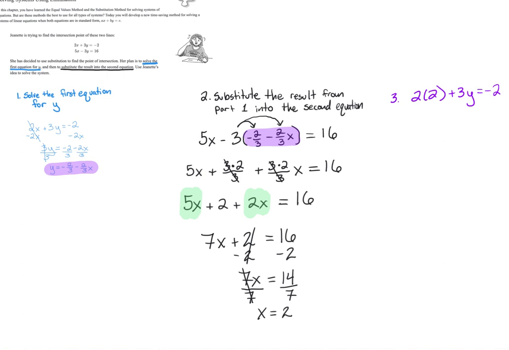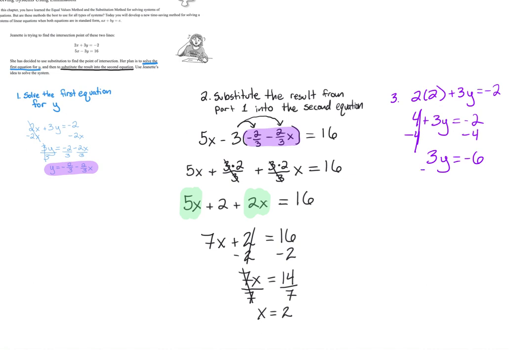Now I'm just going to solve for y. 2 times 2 is 4, plus 3y, all equal to negative 2. We want to get the y term by itself. So we're going to subtract 4 from both sides. 4 minus itself cancels out. Negative 2, going 4 more to the left, subtracting 4, and we get negative 6. And that's still equal to 3y.